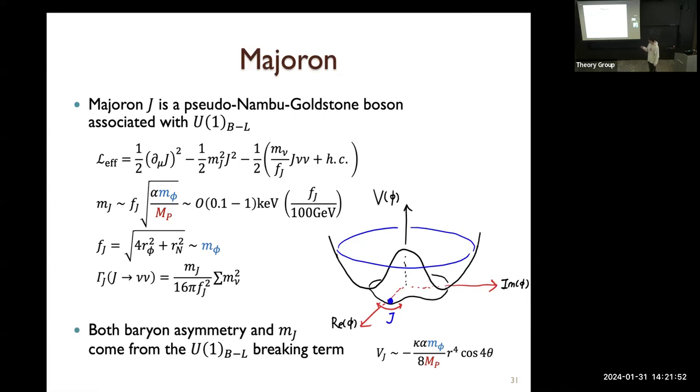Then this is an important thing. The Majoron mass also has the same suppression factor as the baryon asymmetry. That is because the origin of the baryon asymmetry and the Majoron mass is the same. This comes from the dissociative broken term, which is proportional to M_phi over M.